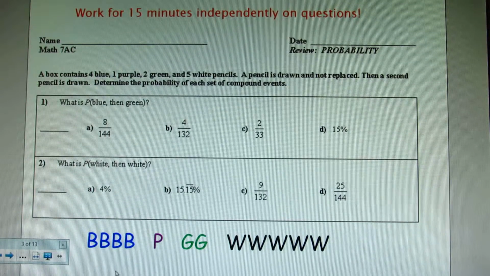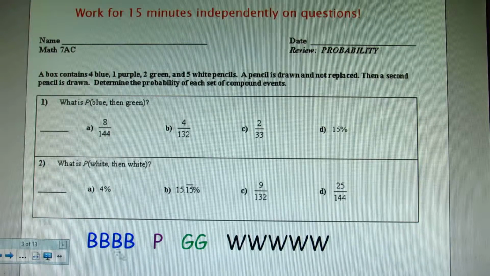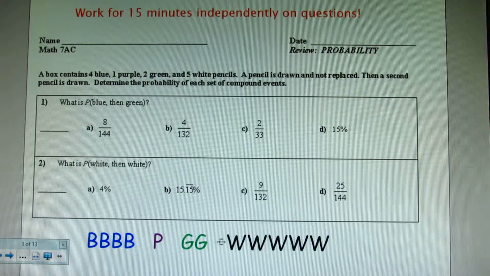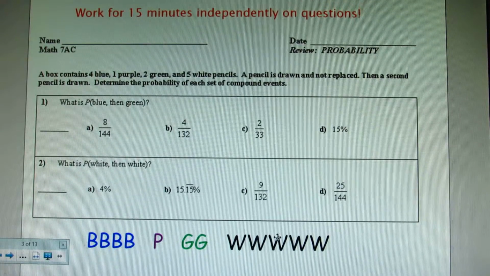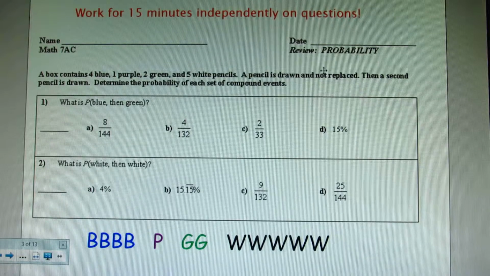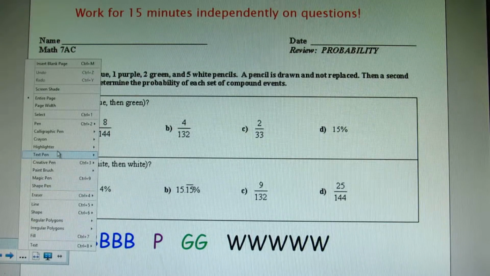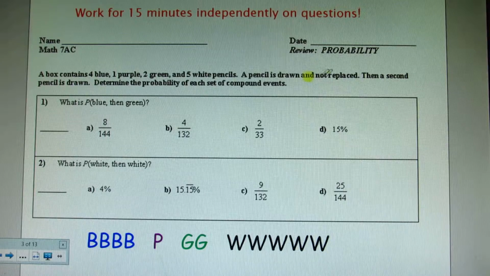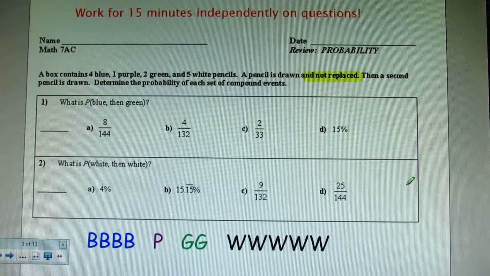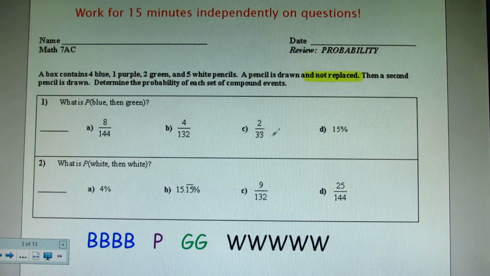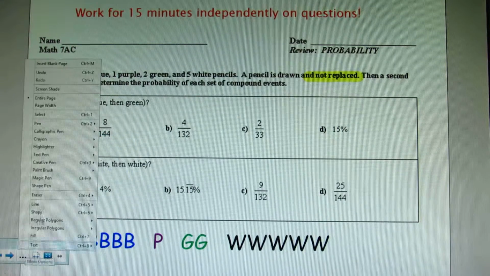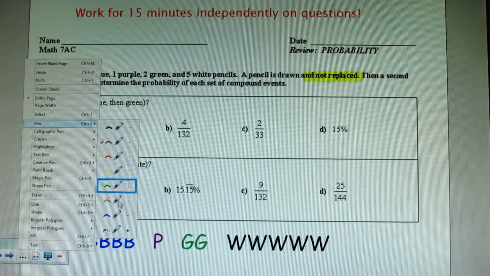Okay, welcome back. So, a box contains 4 blue, 1 purple, 2 green, and 5 white pencils. And again, just like class, I drew these on my paper to help me. A pencil is drawn and not replaced. That's important. That means it is a dependent event. That means my second pick is going to depend on what I picked the first time. Okay, so it says determine the probability that I pick a blue one and then a green one.